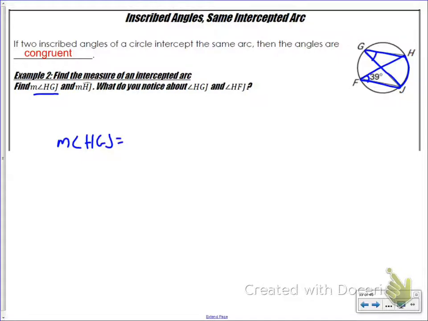And because those angles are congruent, we know this is going to be 39 degrees. The other thing I'd like us to find out is the measure of arc HJ, and remember the arc is going to be 2 times the measure of the angle. So 2 times 39 is going to be 78 degrees, and that's the measure of arc HJ.